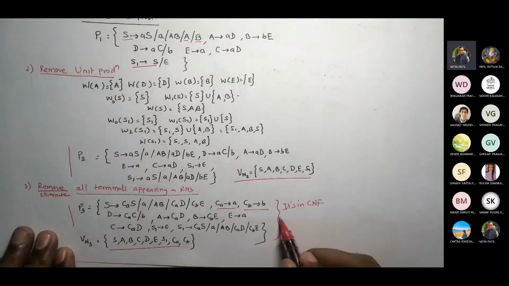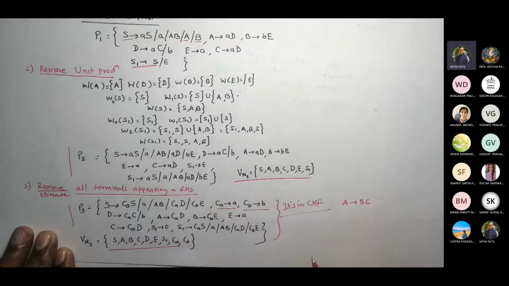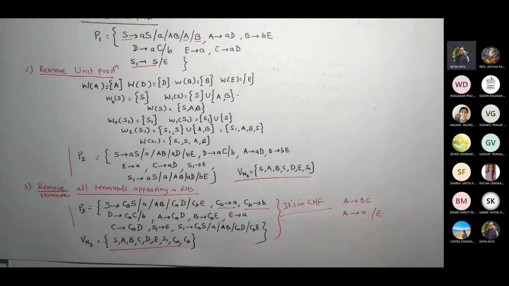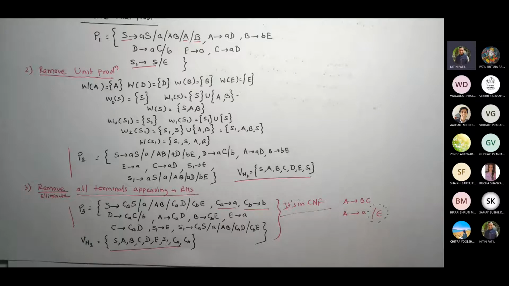What was the CNF rule? A variable gives two variables, or a variable gives a terminal or probably epsilon. Correct? So we got this. So I'm saying probably this was not mandatory. This was probably depending upon the language.